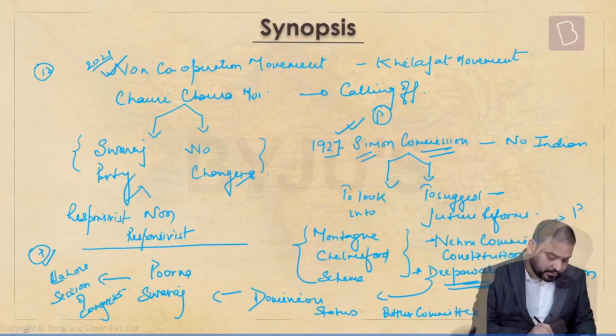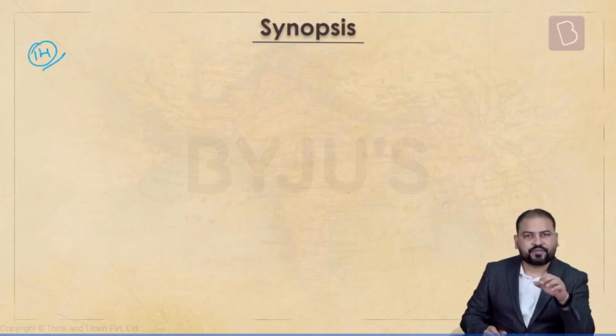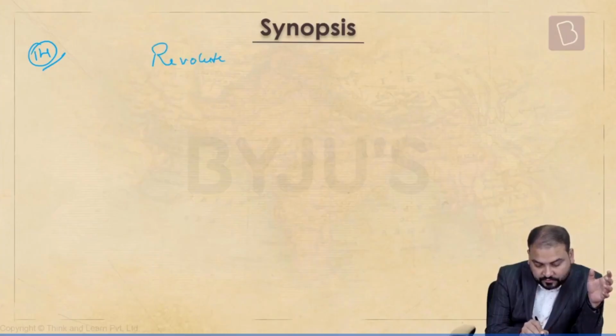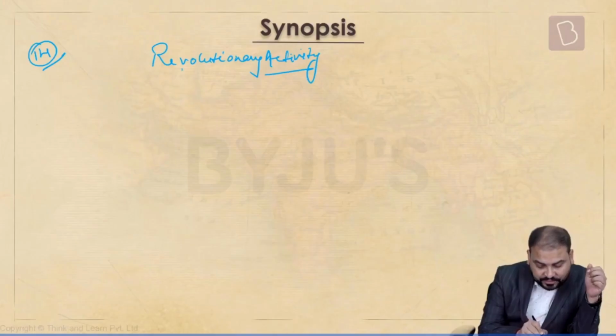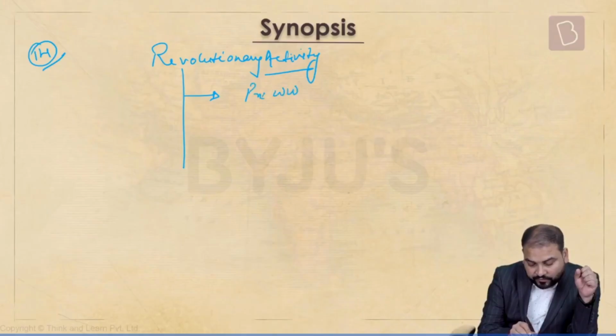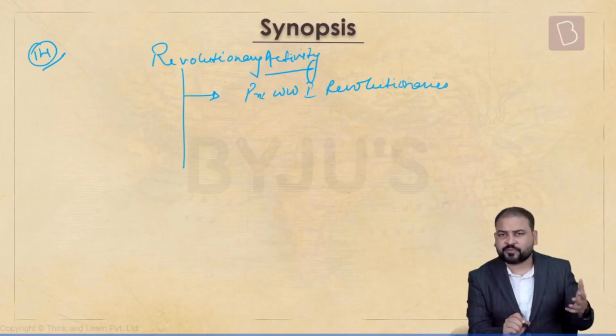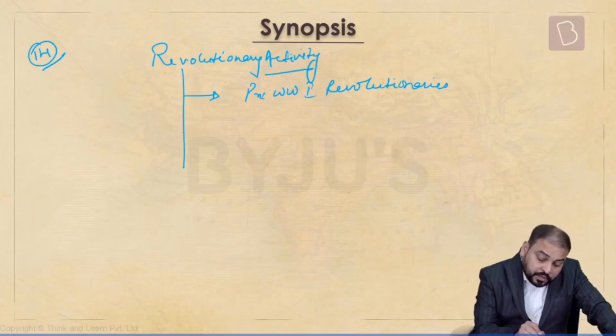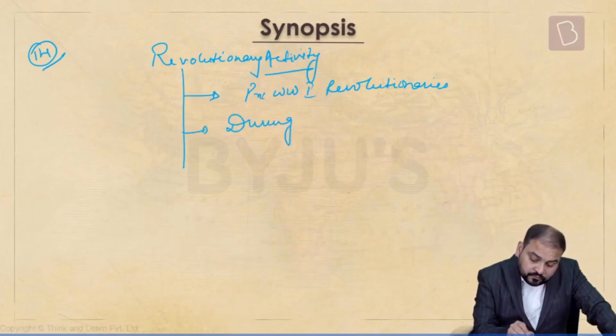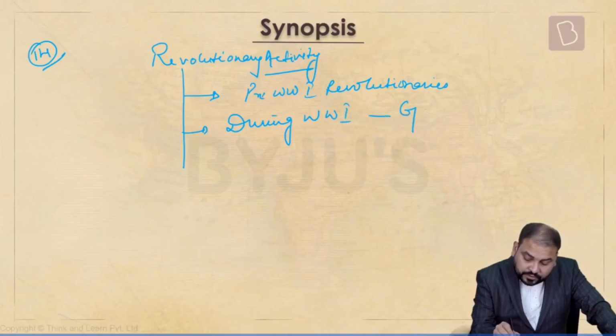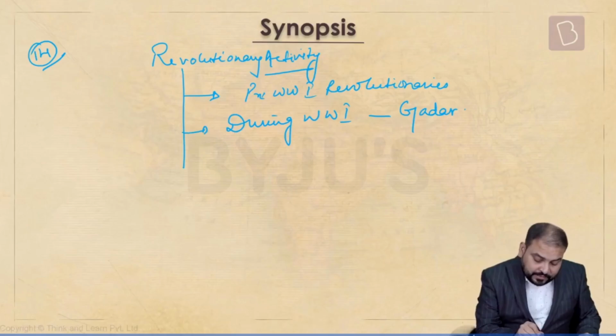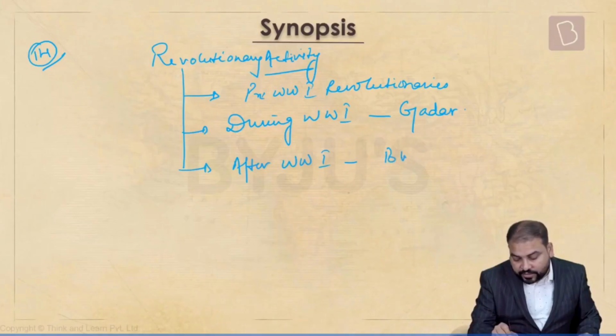Moving ahead, at this moment, we will slightly move to the revolutionary activities. Now remember, this chapter we study in three parts. One part will be pre-World War One revolutionaries, where you will see incidents like the Alipur bomb conspiracy, etc. During World War One, we have already talked about this in Gadar. And finally, after World War One, where we will talk about revolutionaries like Bhagat Singh.